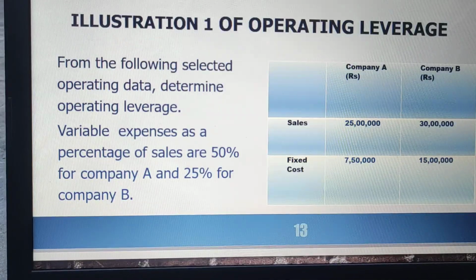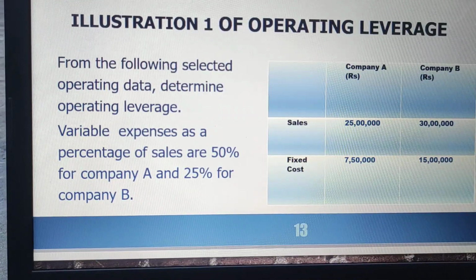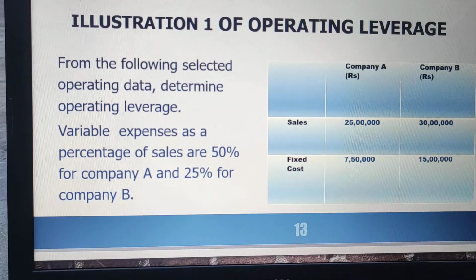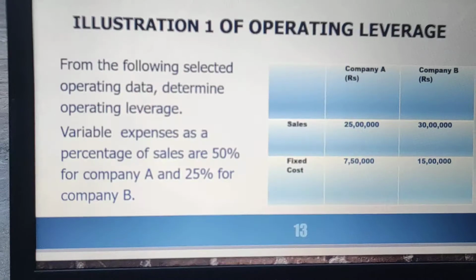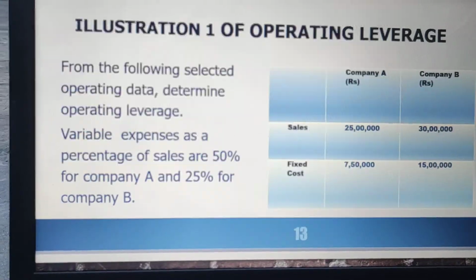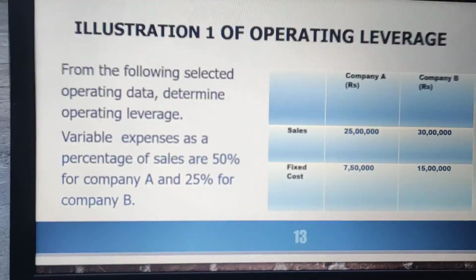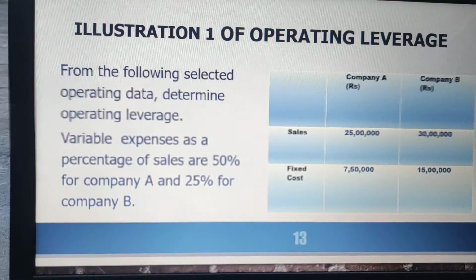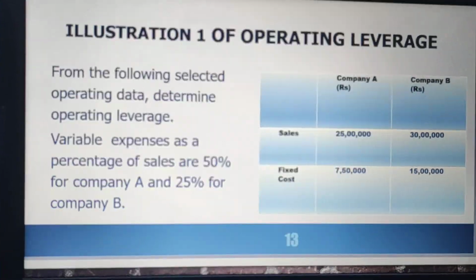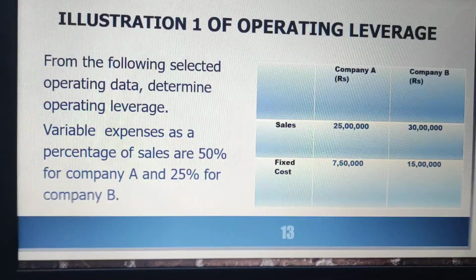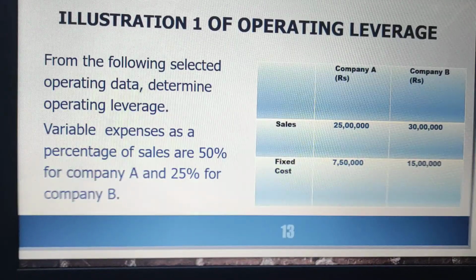Now let's understand this with the help of an example. From the following selected operating data, determine operating leverage. Variable expenses as a percentage of sales are 50% for company A and 25% for B. Sales for A are 25 lakh and for B are 30 lakh, and fixed cost for A is 7 lakh 50,000 and for B is 15 lakh.